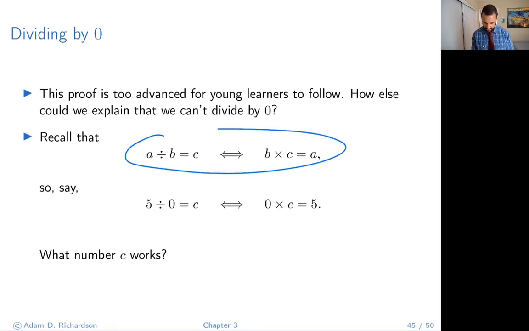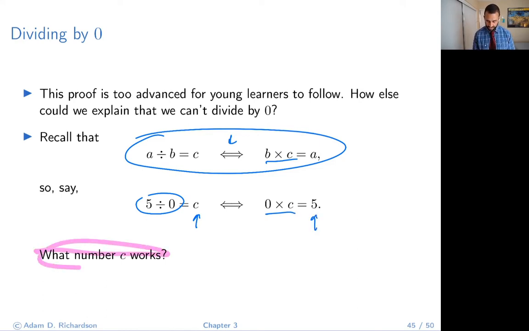So recall this. A divided by B equals C is equivalent to saying B times C is equal to A. And we'll see this more actually in chapter 11 too. But let's plug in some numbers. And this is similar to what we did before, right? But it's a little more gentle, I would say. Let's say 5 divided by 0 is equal to some number. Well, then that means that 0 times C must be equal to 5. And the question is, what number C works to make that true? What number C can you think of to put in right there, where you multiply it by 0 and you get 5?